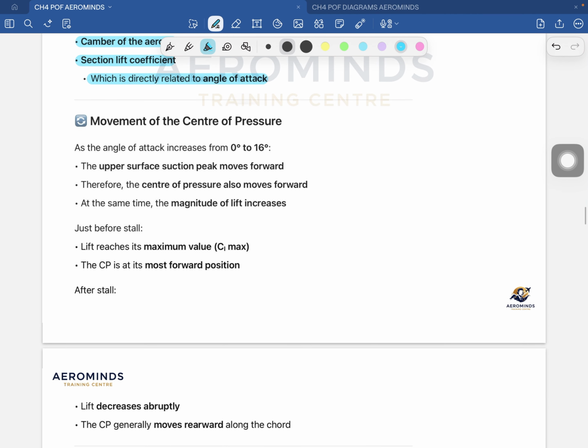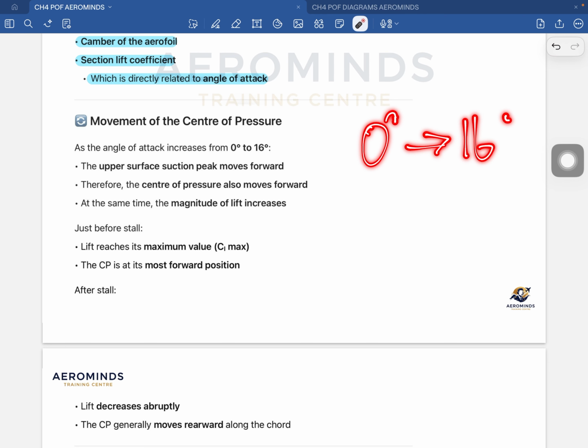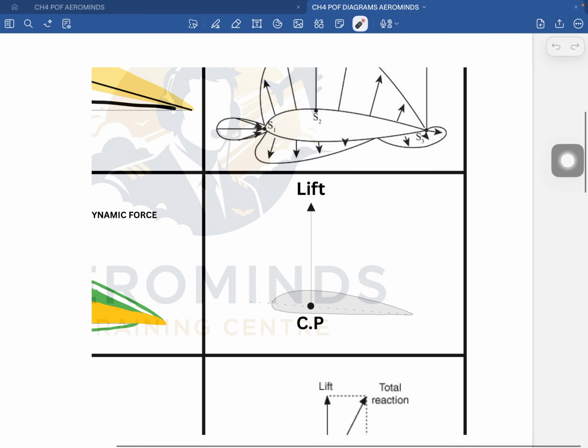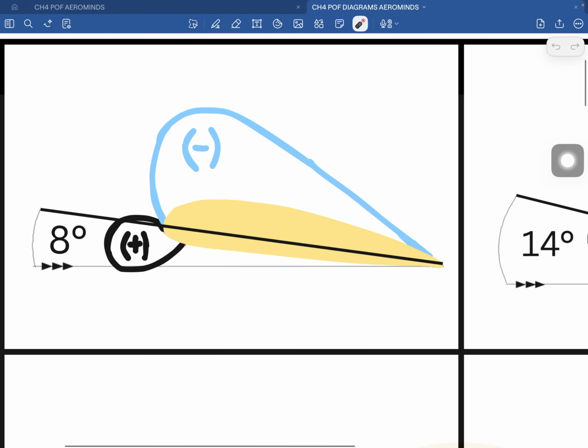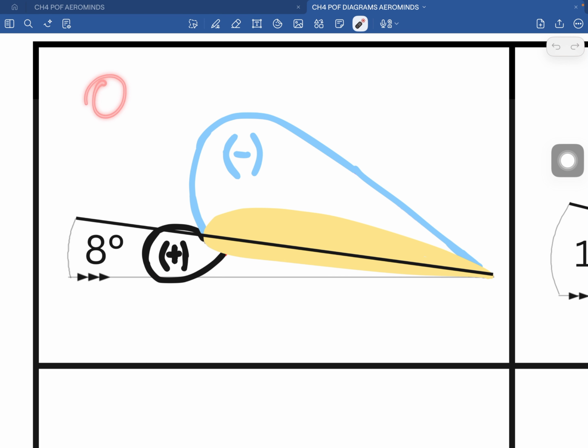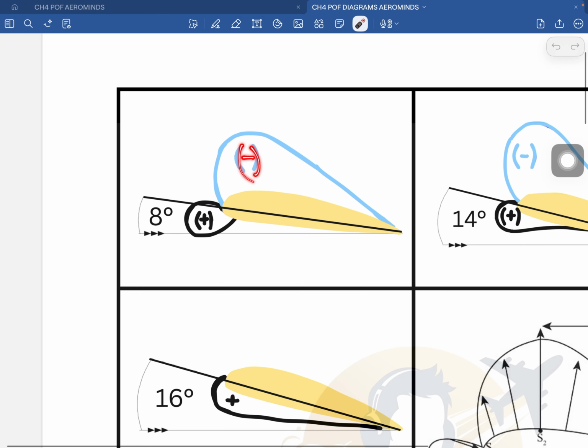Now we'll see how the center of pressure moves. As the angle of attack increases from 0 degrees to 16 degrees, what happens? The upper surface suction peak moves forward. That means the lowest pressure point on the top surface will shift closer to the leading edge. We'll see this. Suppose you are going from 0 to 8 degrees. At 8 degrees, your upper suction peak will be somewhere here.